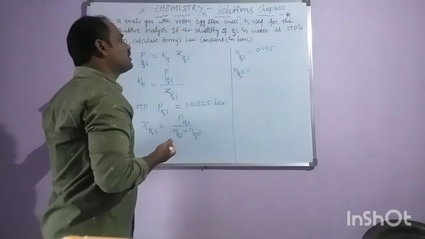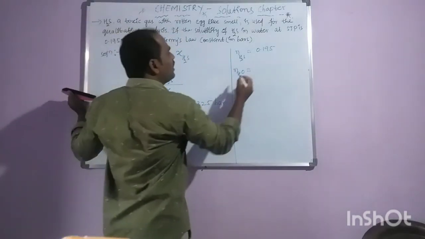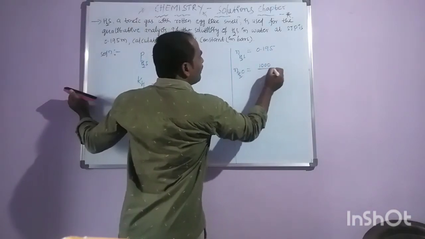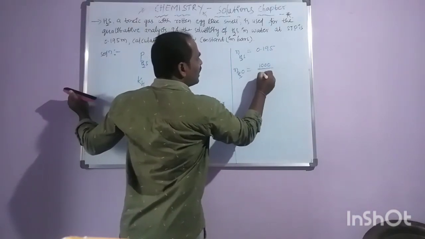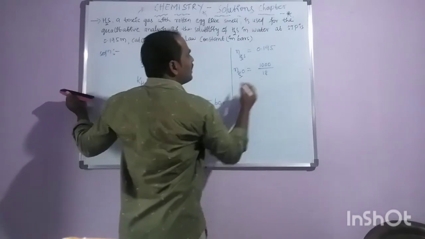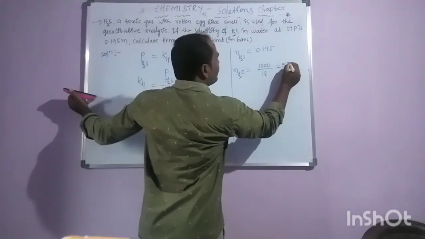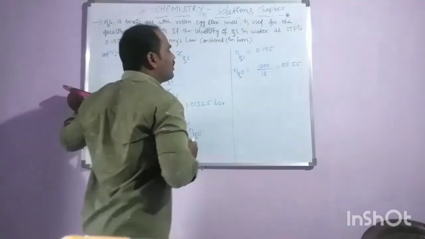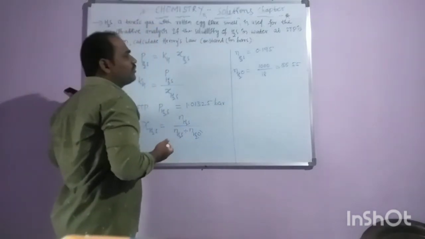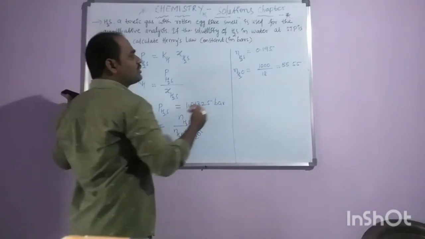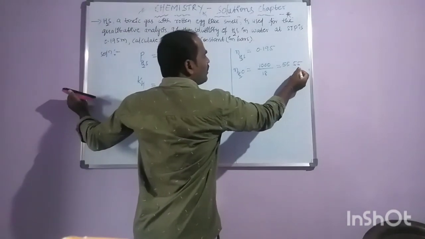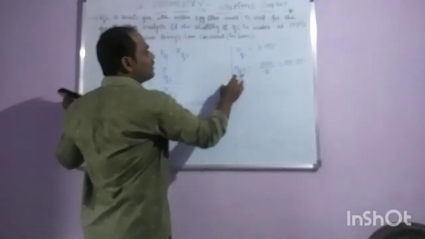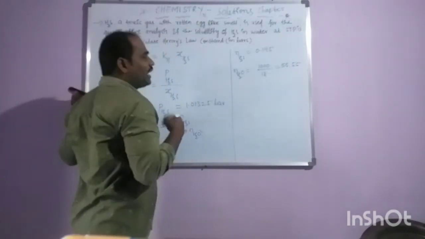But the number of moles of water we can calculate: weight of water divided by gram molecular weight of water. Here the weight of water is 1000 grams, and the gram molecular weight of water is 18. It becomes 55.555. This is the number of moles of the water, in 1000 grams of the solvent.